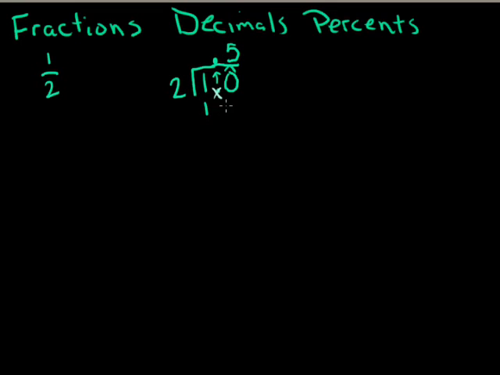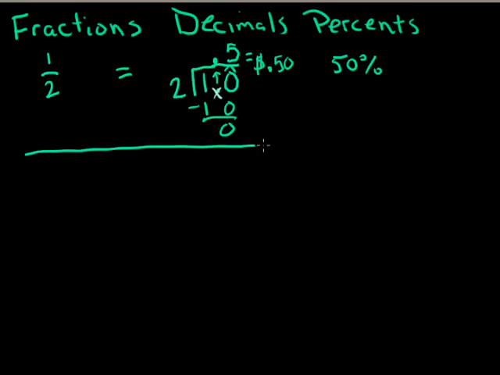5 times 2 is 10. 10 minus 10 is 0. So 1/2 is equal to 5/10. And as you saw a few minutes ago, 5/10 as money is the same as 50 cents. 50 cents is the same as 50%.